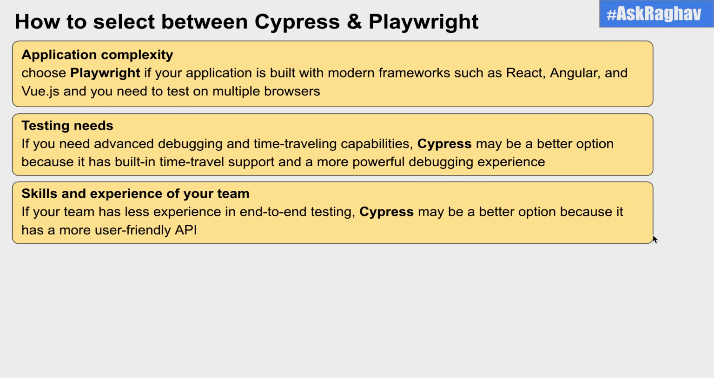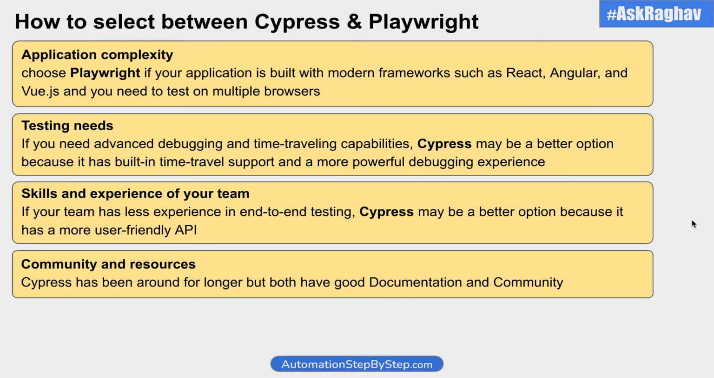Then if you have to look into the skills and experience of your team, then again Cypress can be a little better than Playwright, but still both of them are very easy to use, and you can try using them and then decide. Both of these tools, Cypress and Playwright, have a very good community. Cypress is a little older than Playwright, so it may have a larger community, but the documentation and community for both of these platforms is very good.